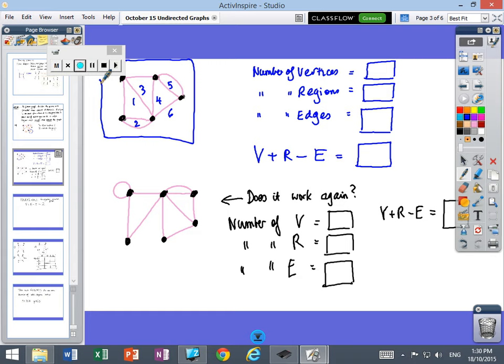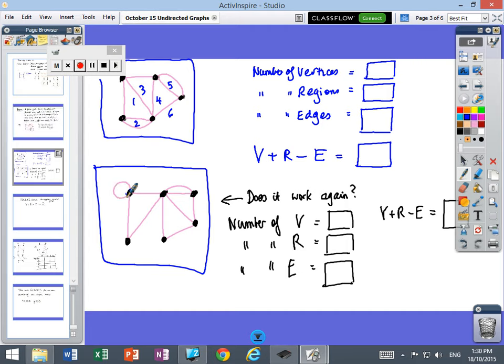Once you've done that, I'd like you to do the same for this particular graph and just see what you discover. Key thing here is when we're talking about this one there, even though it counts as 2 in terms of degrees, it is still only 1 edge. So just be careful with that one. Take the time to count the number of vertices, regions and edges for both of these, then do the calculation and just see what you discover.